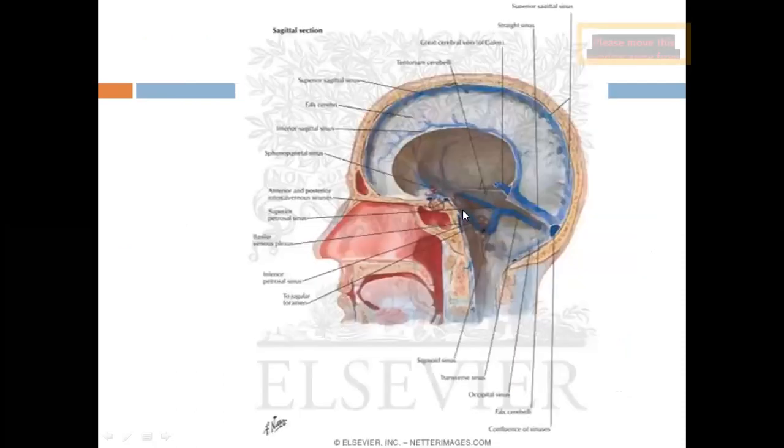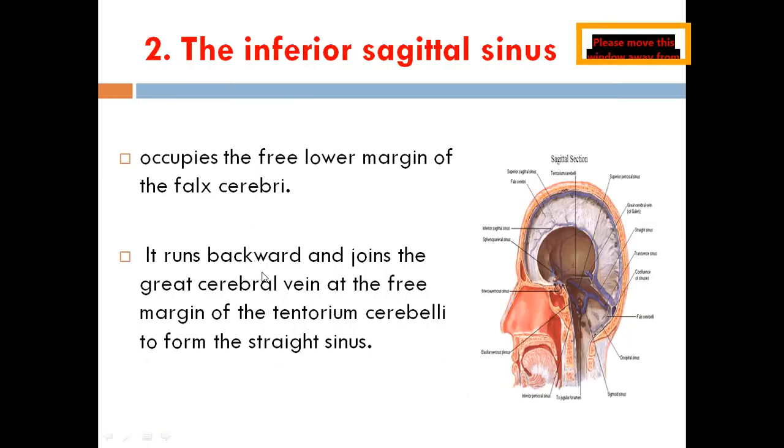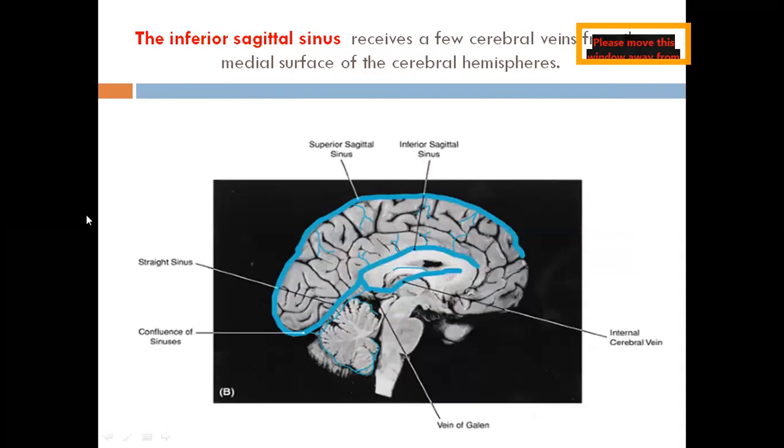Okay. See, this is the great cerebral vein. Inferior sagittal sinus. Now it is going and meeting the great cerebral vein of Galen. From here, it is becoming continuous with the straight sinus. It runs backwards and joins the great cerebral vein at the free margin of tentorium cerebelli to form the straight sinus. The inferior sagittal sinus receives a few cerebral veins from the medial surface of the cerebral hemisphere. This is the medial surface of the cerebral hemisphere.